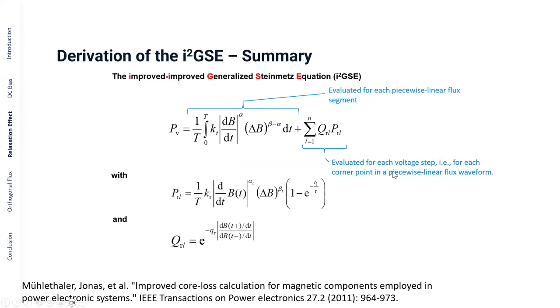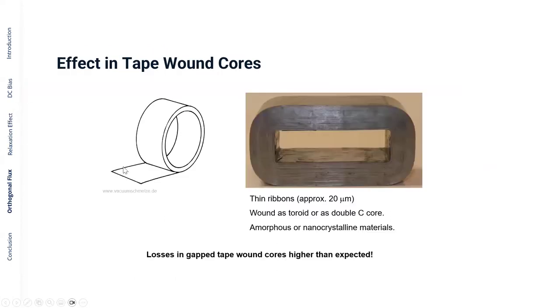Okay, so that was the second story. The first story was about DC magnetization, the effect of DC magnetization. The second part of today's story is the relaxation effect, how it affects core losses. I go now to the third and last part of today's discussion, an effect that we see in tape-wound cores. Now, what are tape-wound cores?